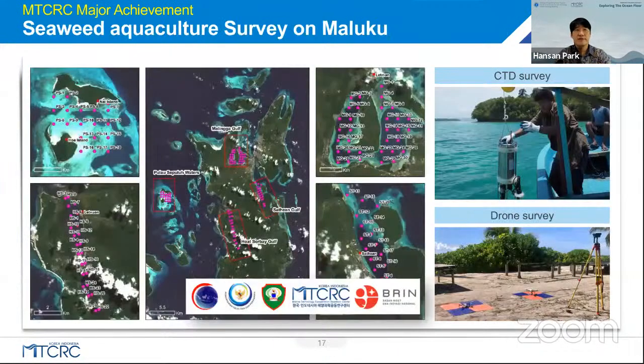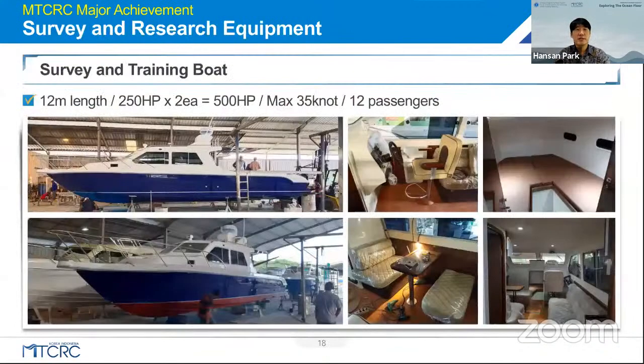And to support seaweed aquaculture, we surveyed just last week. We visited Maluku and Kai Island. We did a CTD survey with 8 sensors and also a drone survey to make a map, and we will continue this support. So next is about our equipment.